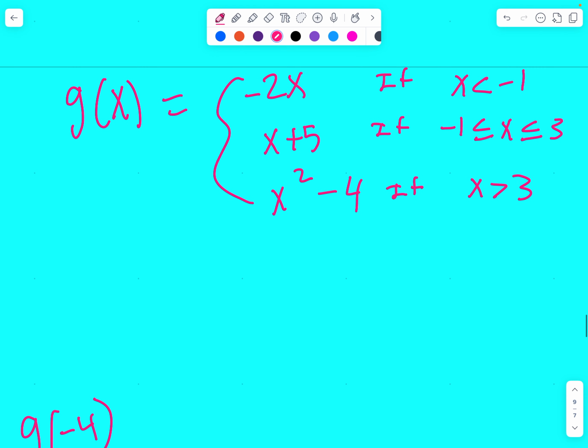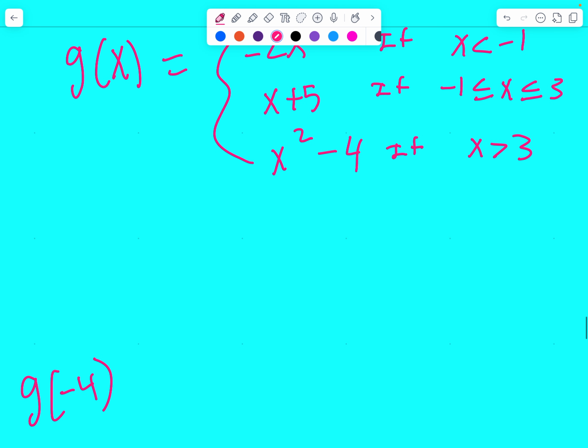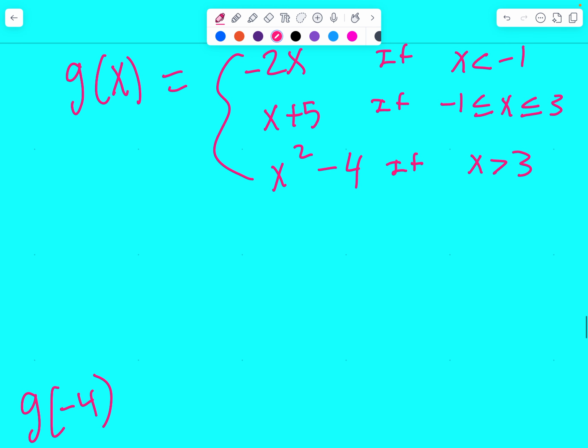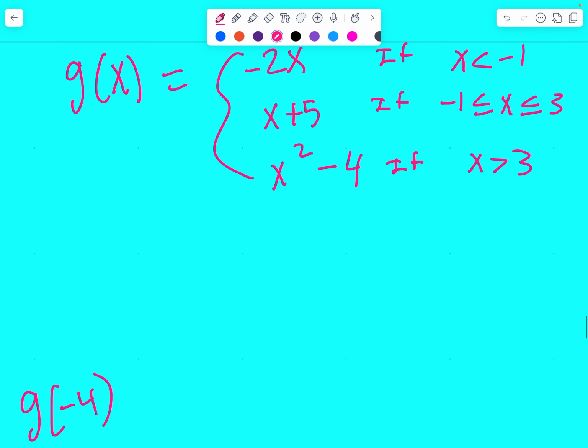Alrighty. Let's try this one. This time we have 3 zones. Think of it like 3 rooms, okay? Let's get started. They said g of negative 4. All right. Is negative 4 less than negative 1? Starting with the first one? Yes, it is. So we choose the first formula.